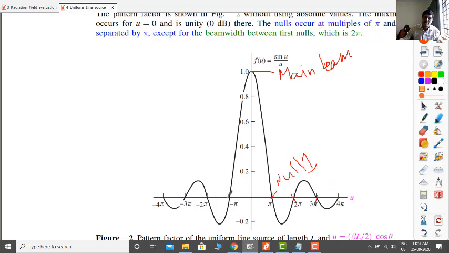Similarly, in the left hand side, this will be the first null, this is the second null, this is the third null. Now you see that the nulls are separated by pi radian. The difference between 2 pi and pi will be pi, 3 pi and 2 pi will be pi. Therefore, the nulls are separated by pi radian, except the first nulls on either side of the main beam, which will be separated by 2 pi radian, because this one is minus pi, this is 0, and this is another pi. Therefore, the separation will be 2 pi only between the first nulls in either direction of the main beam.